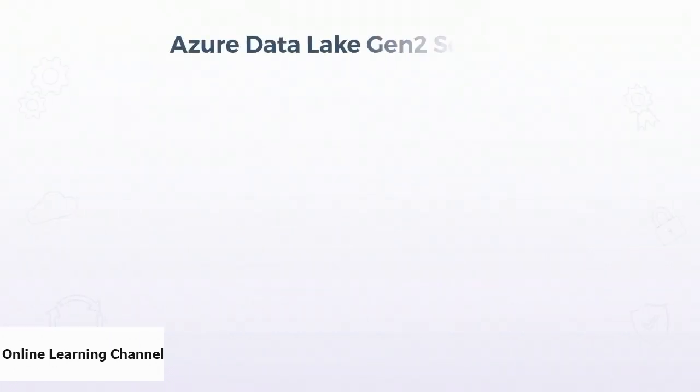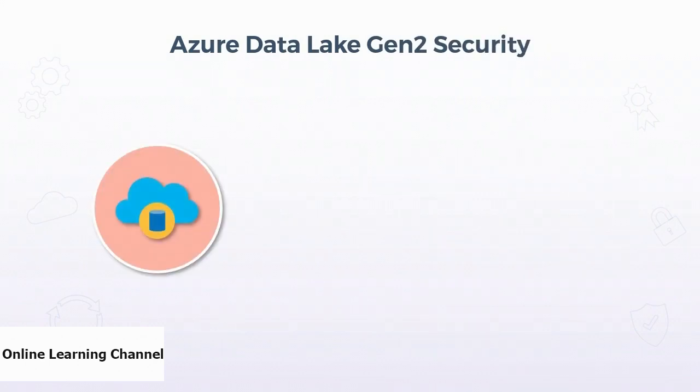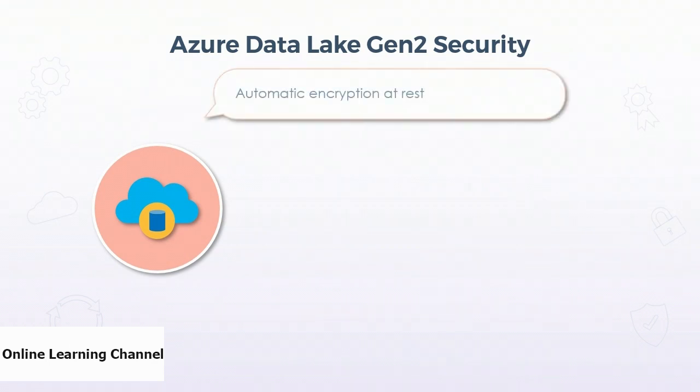Now lastly, it's worth just quickly going over the security in Azure Data Lake, specifically with Gen 2. Now first, all data is automatically encrypted. Now this is both encryption at rest as well as encryption in transit. Your data is safe in Data Lake, as it is with every database in Azure.